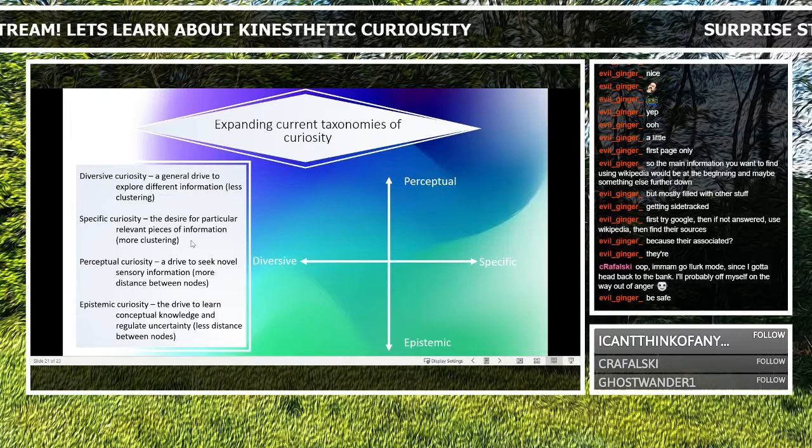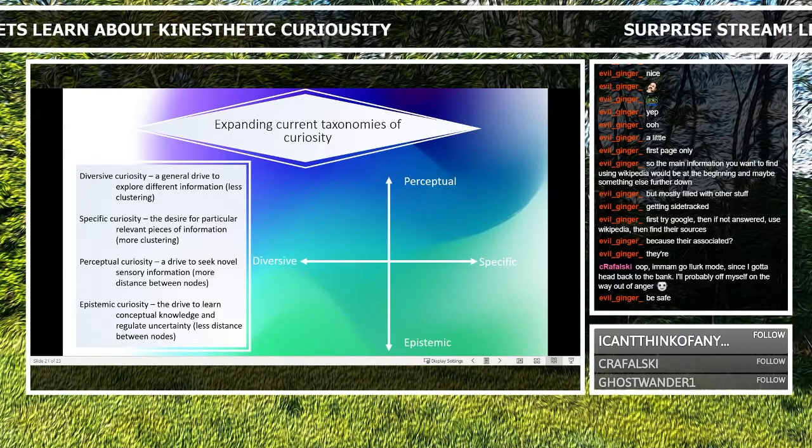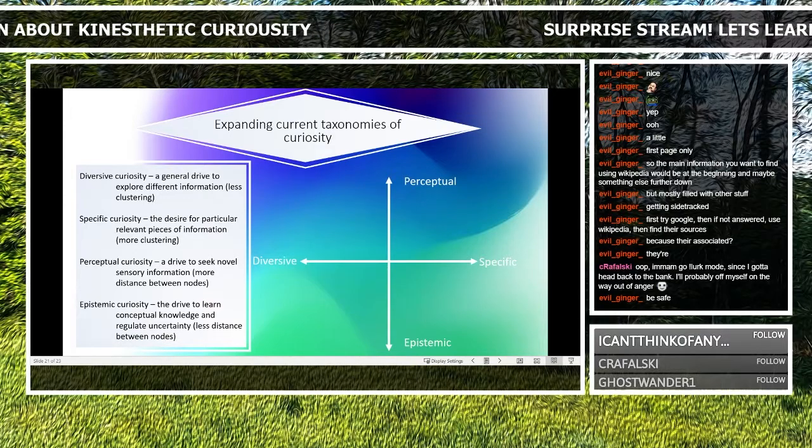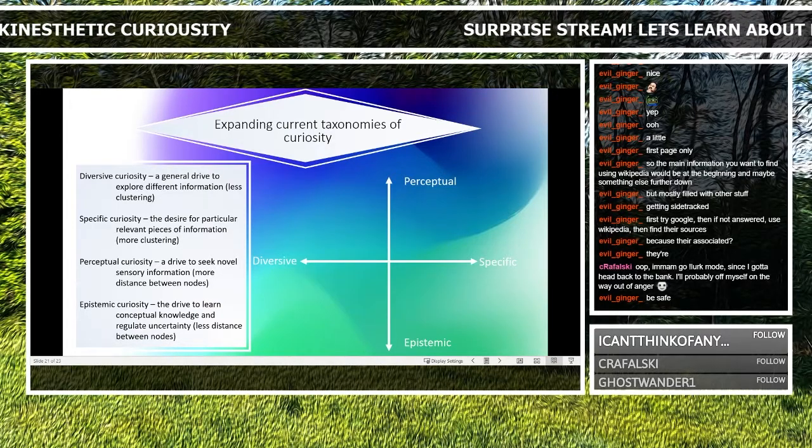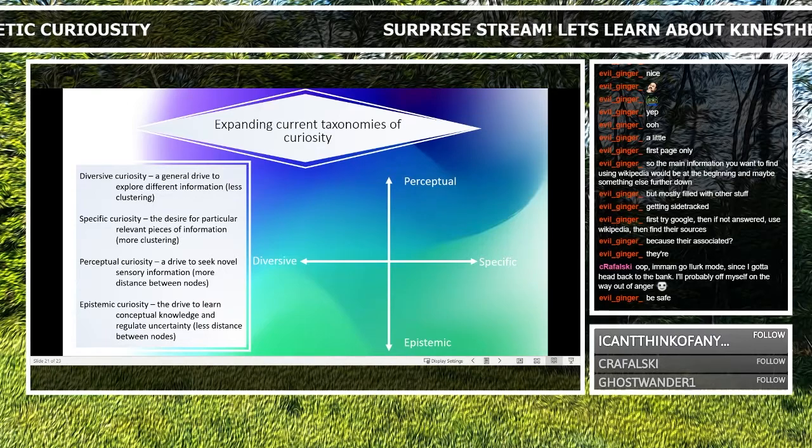So less clustering, more distance between the nodes, less distance. This is the way I interpreted it. So when I present this to my lab tomorrow, I'm going to see if this is the correct way to think about this. So I don't know if anyone here is going to be like, oh yeah, let me look into kinesthetic curiosity. Fresh Shelf Online said that this is how it is. Don't quote me on it, but I don't expect anyone to quote me on it anyway. But this is how I made this a little bit more concrete.